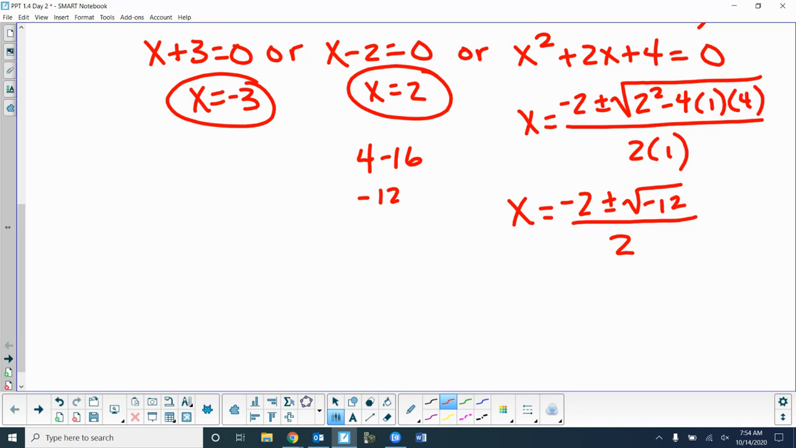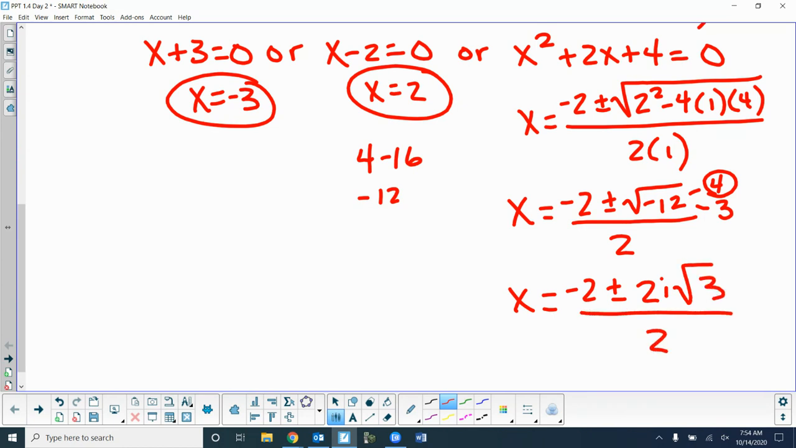All right. Well, 12 I can break down with a factor tree. And the 4 times 3. Right, Nathan? So there's a perfect square in there. So I can pull out the number 2. So I get negative 2 plus or minus 2. Since it's negative, I, the square root of 3, all over 2. So math, what do I got to do with those 2? Yeah, divide them out, reduce it.